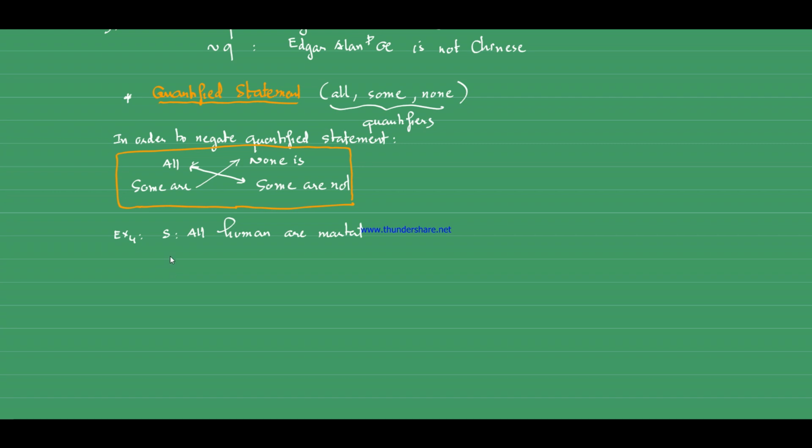Now we want to negate statement S, so put tilde S. If it starts with all, then we use some are not. So we can change it to: some humans are not mortal. Again, I don't care whether this is true or false. We are trying to learn how to negate a quantified statement. So that's what it is: some humans are not mortal.